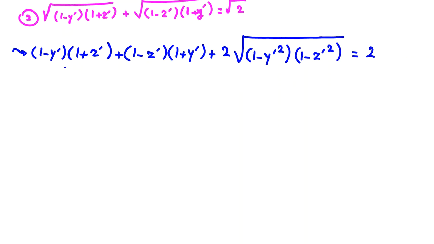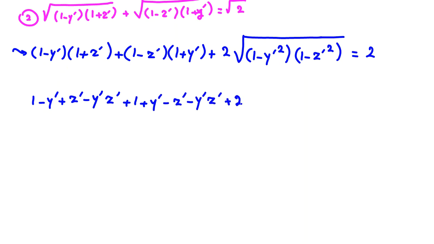And then if we multiply, it will be 1 minus y prime plus z prime minus y prime z prime plus 1 plus y prime minus z prime minus y prime z prime plus 2 times square root of (1 minus y prime squared) times (1 minus z prime squared) equal to 2. So let's simplify as much as we can.